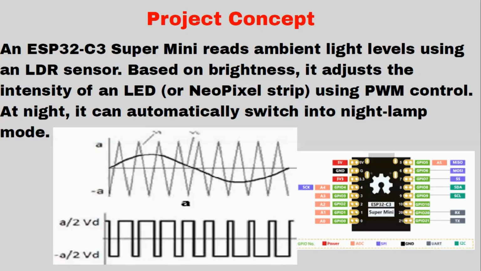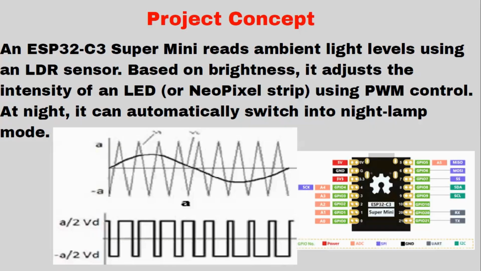Here you can use a NeoPixel strip, that is, different colors of lights. A strip comes with that. That also you can use with PWM control at night. So the controlling of a light according to the light which is there, that is daylight or other light, it will adjust the room light or any other device light. It can automatically switch into night lamp mode also. That is, when everything is off, your main lights are off, automatically a small light, the night lamp, will come on.